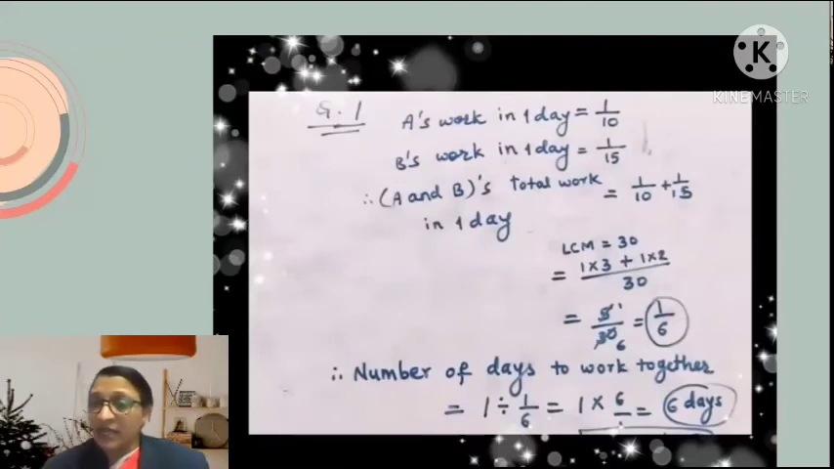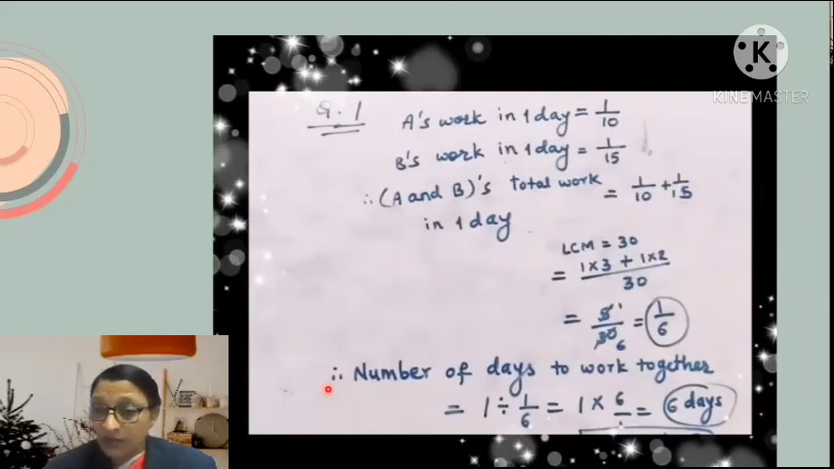A's work in 1 day is equal to 1 upon 10. And B's work in 1 day is 1 upon 15. Now, if we consider they are working together, then we have to add both works. That is 1 upon 10 plus 1 upon 15. Now, we have to calculate the LCM, so it is 30. 1 multiplied by 3 plus 1 multiplied by 2 upon 30. 3 plus 2 is equal to 5 upon 30. 5 ones are 5, 5 6s are 30. So, we get 1 upon 6.